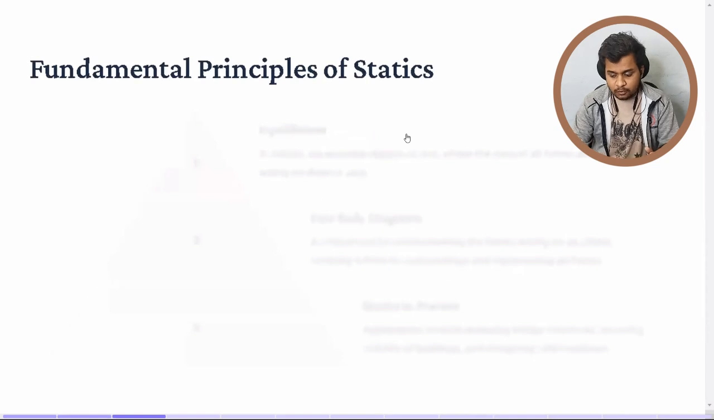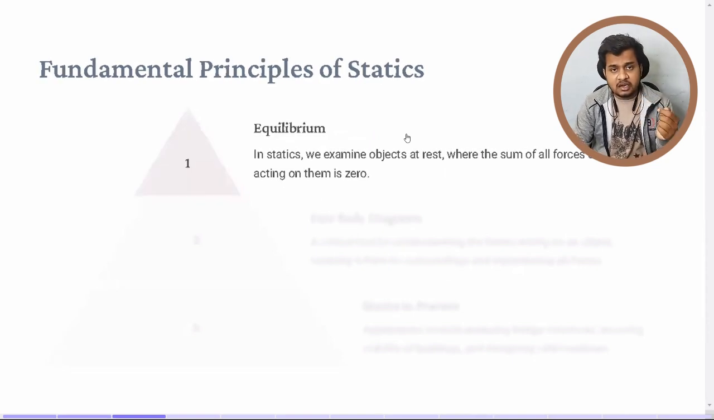Now the fundamental principles of statics in engineering mechanics. First of all, equilibrium. In statics we examine objects at rest, where the sum of all forces and moments acting on them is zero. When an object is in equilibrium, and a rigid body is also in equilibrium, then all the forces and moments acting on the particles is zero.